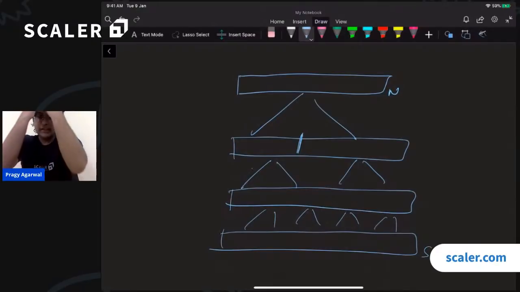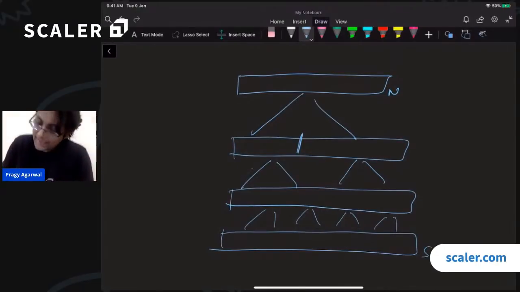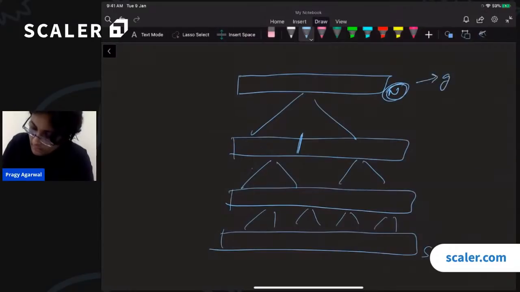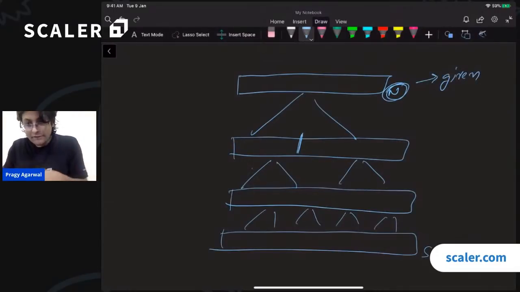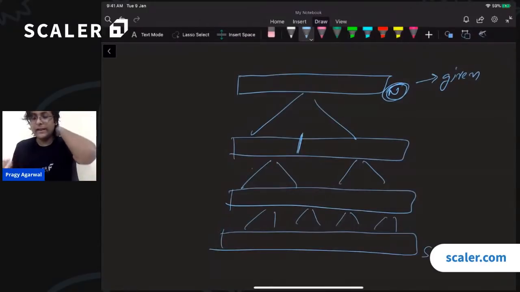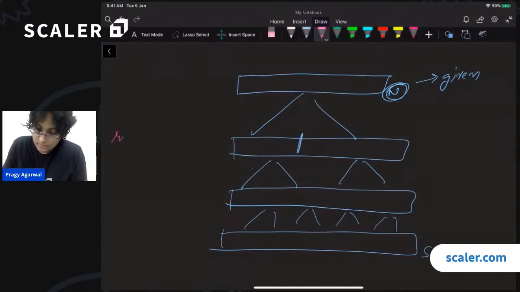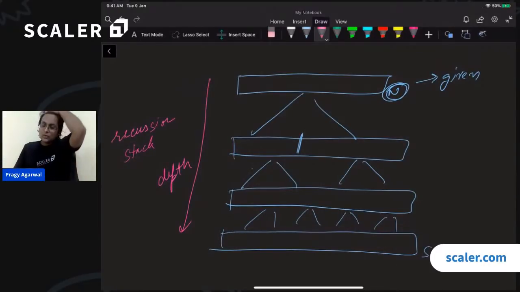Now, what is the space complexity over here? So I had n space which was given to me. I'm modifying things internally, not allocating new space. So what is the space complexity? The space complexity will be determined by the recursion stack, basically how deep is this tree. What is the depth of this tree?